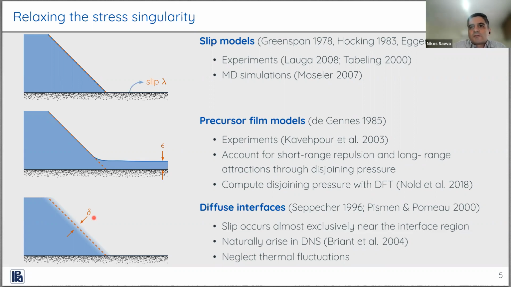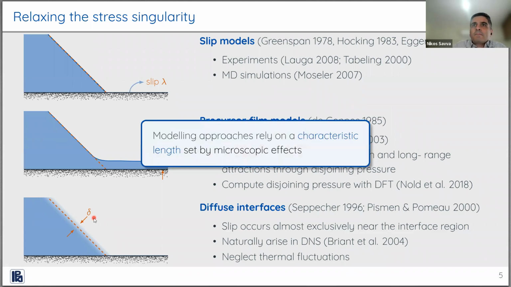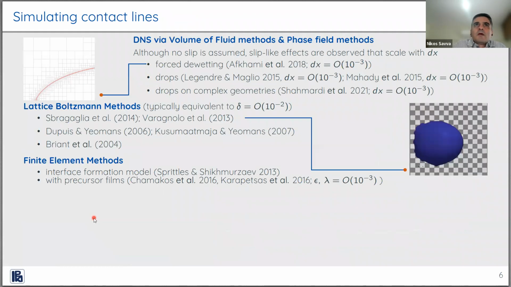This, of course, does not take into account thermal fluctuations and other effects. But the common feature of all these approaches is the presence of a characteristic length scale, which is set by the macroscopic effects. So in order to have motion of a contact line, we need to have a small length scale that facilitates this motion.